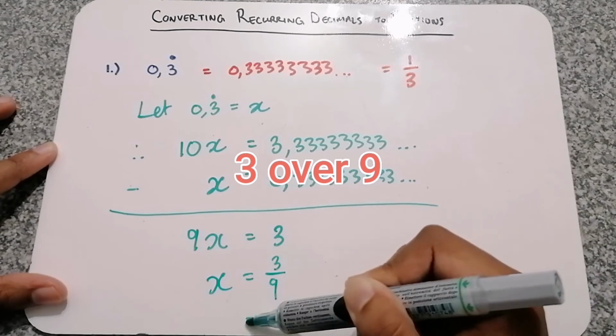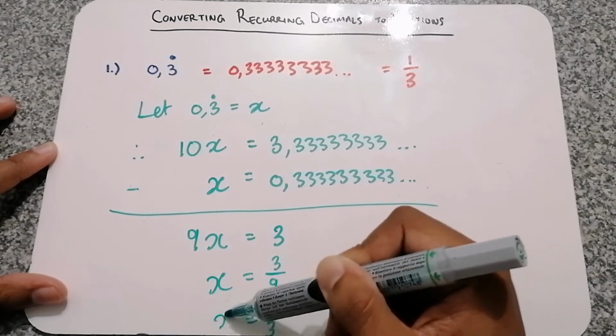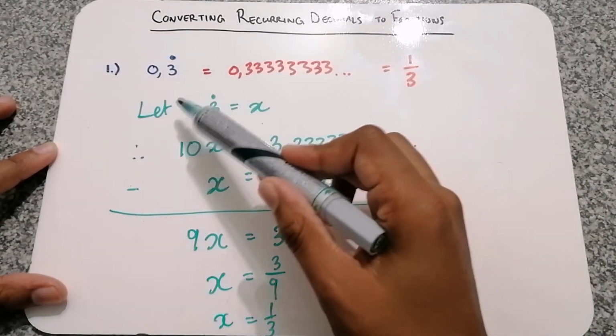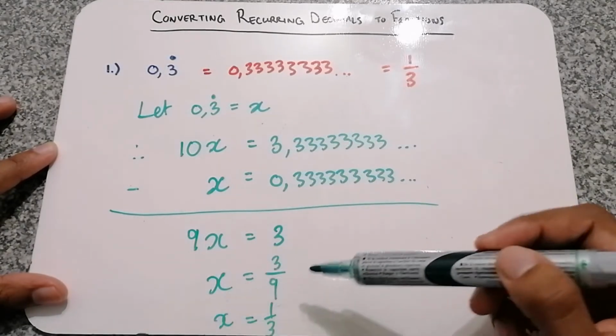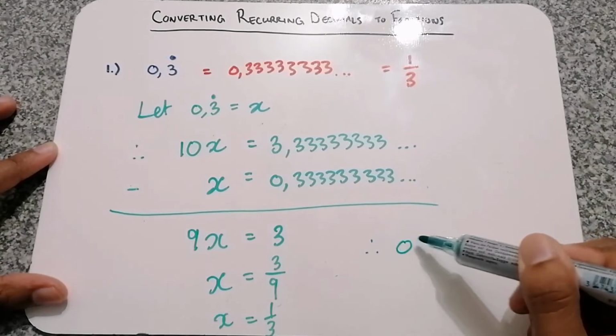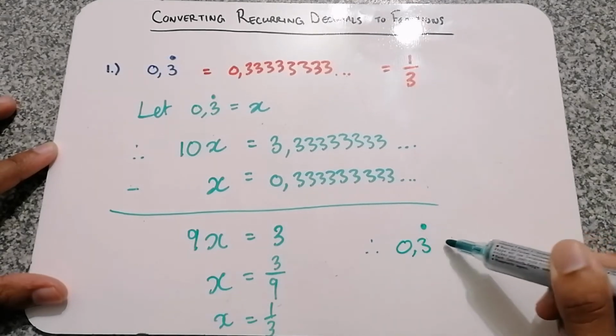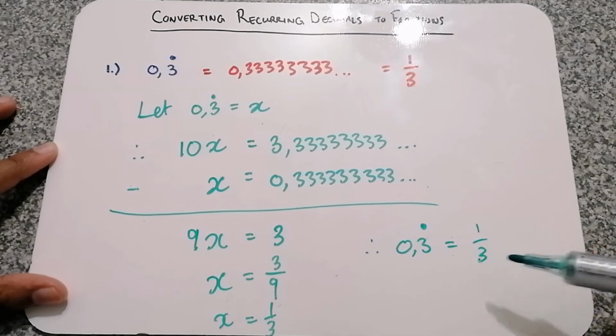Now, if 9x is equal to 3, that must mean that x is equal to 3 over 9, which is equal to a third. Now remember, we said that this recurring decimal is equal to x, so therefore if x is equal to a third, it means that this recurring decimal 0.3 is equal to a third.